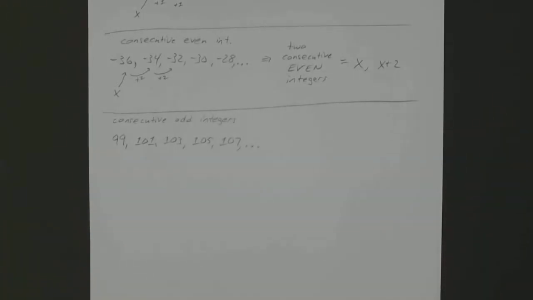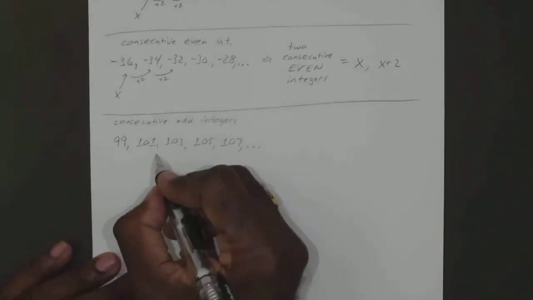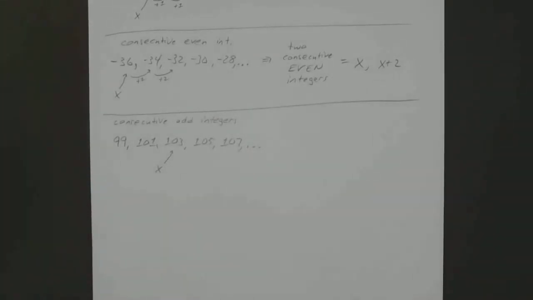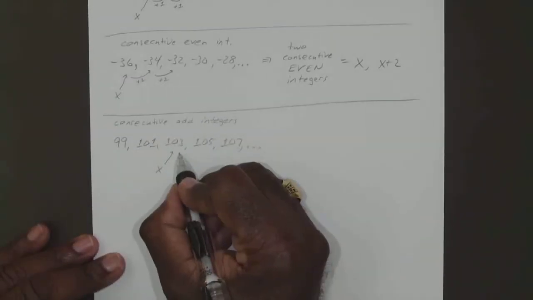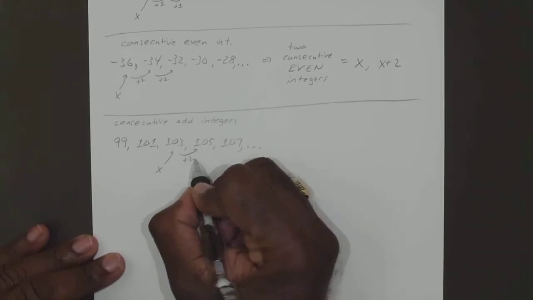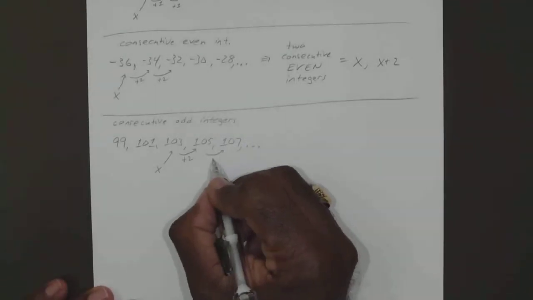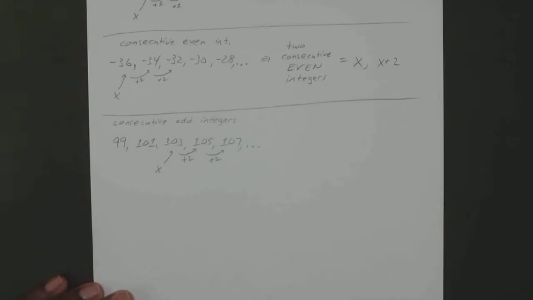Just like before, you have to start somewhere. So let's make this one our x value. In order to get to the next odd number, just like with the even ones, you have to add 2. So to get from 103 to 105, you have to add 2. To get from 105 to 107, you have to add 2, and so forth and so on.